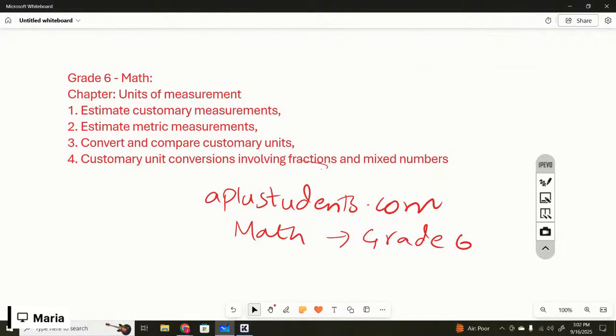We're going to start with the chapter unit of measurement. The lessons we're going to cover today are estimate customary measurements, estimate metric measurements, convert and compare customary units, compare customary unit conversion involving fractions and mixed numbers. So please make sure you have your notebook and pencil so that you can note down the important examples and definitions as well.